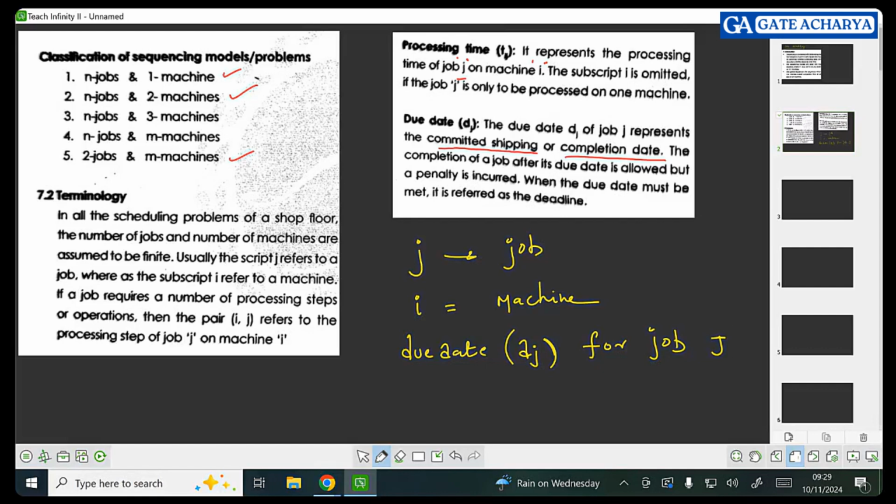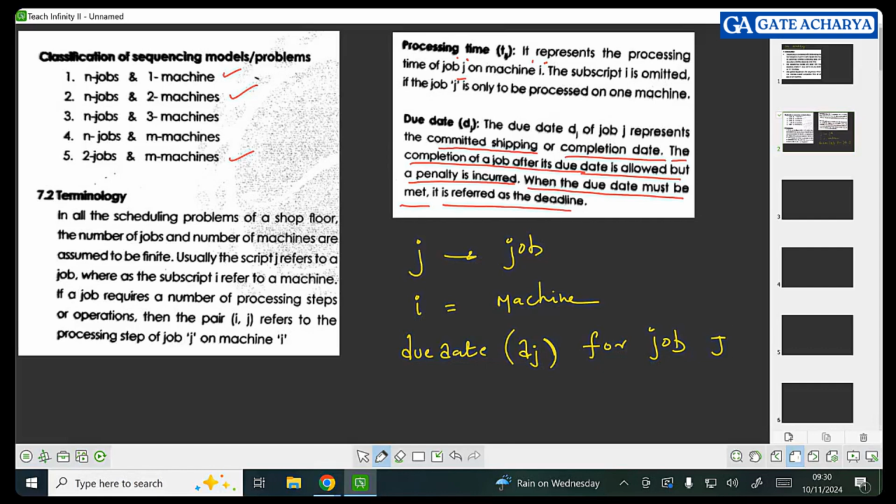The completion of the job after its due date is allowed, but a penalty is incurred. When the due date must be met, it is referred to as a deadline. So take this also: the completion of the job after the due date is allowed, but a penalty is incurred; when the due date must be met, it is referred to as a deadline.